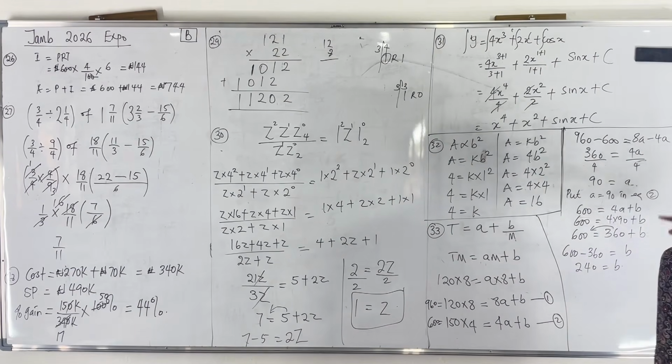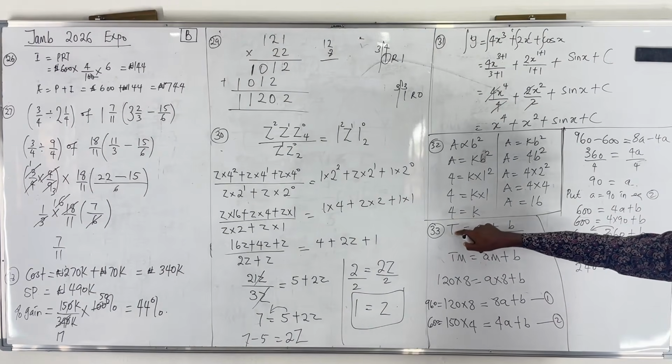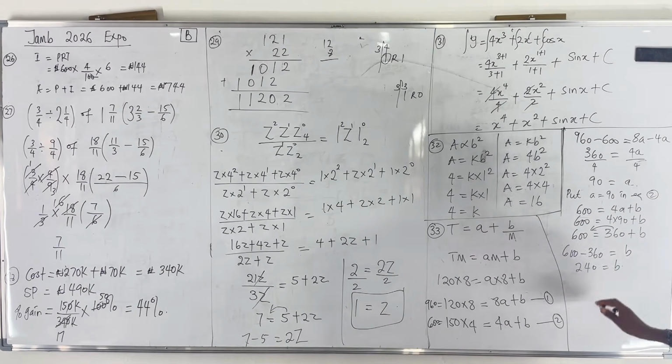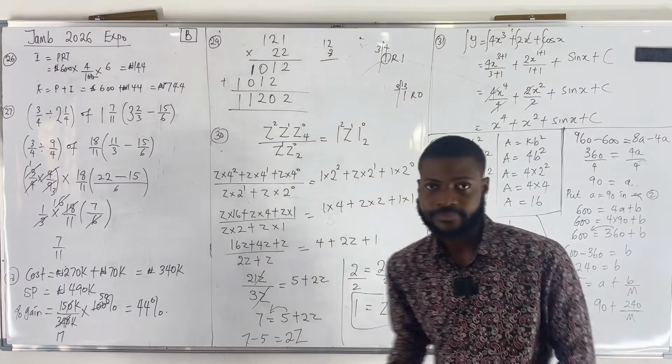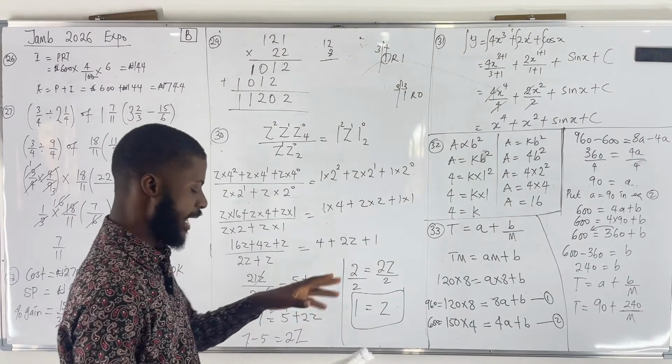Now we're going to put these two numbers back into the original formula. So t is equal to a plus b over m. So this will be t equal a is 90 plus b over m is 240. Oh, sorry, it's b that is 240. Don't mind me. So b is 240 over m. So this is the formula connecting t and m.